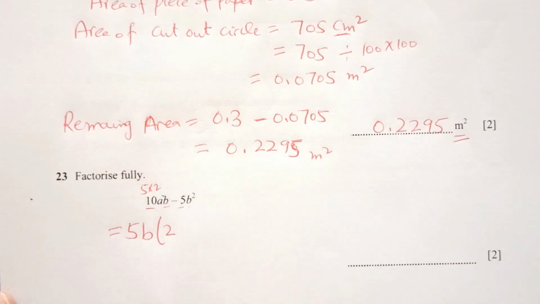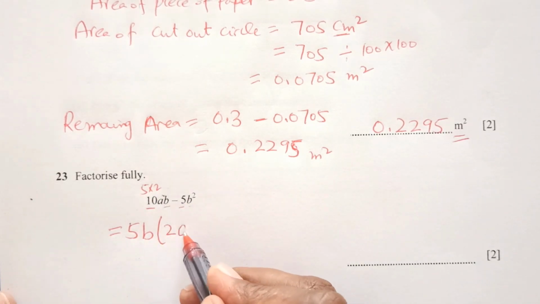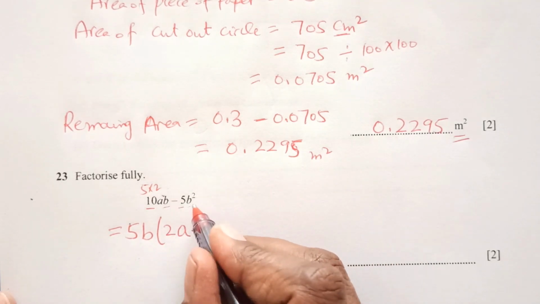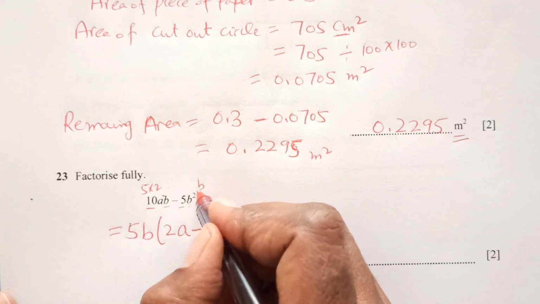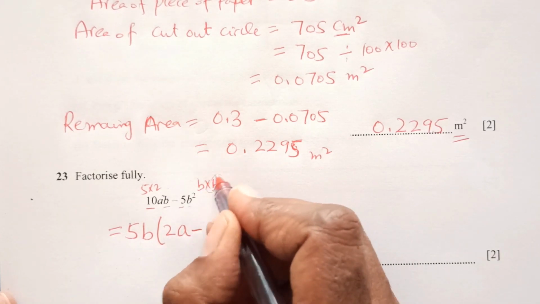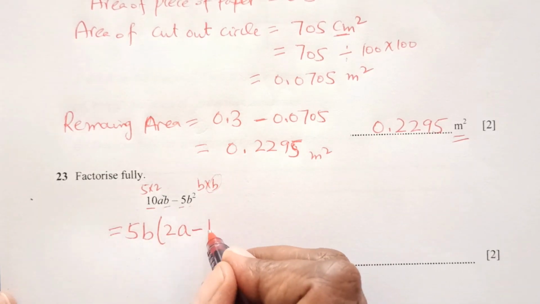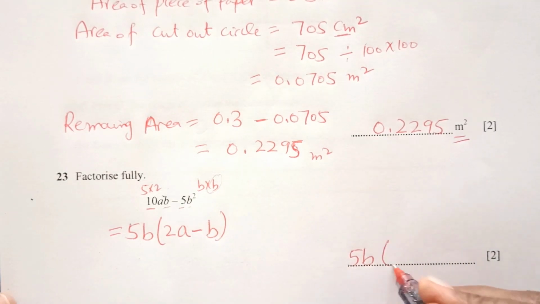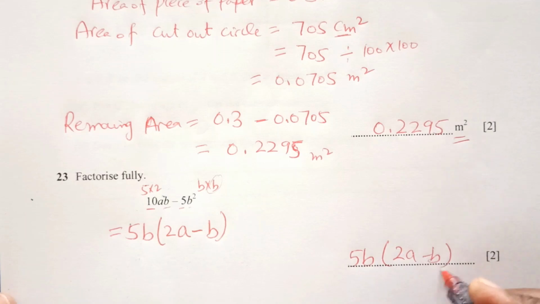and inside now 10 is out, so 10 is 5 times 2, so 5 is gone, you are left with 2 here, b is gone, so you have a here. So this side 5 is gone outside, so there was b squared is b times b, 1 is gone, so we are left with only b here. So final answer is 5b(2a minus b).